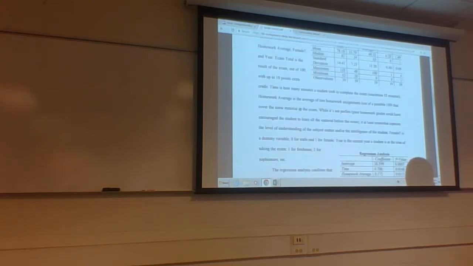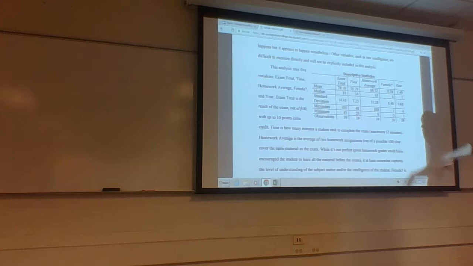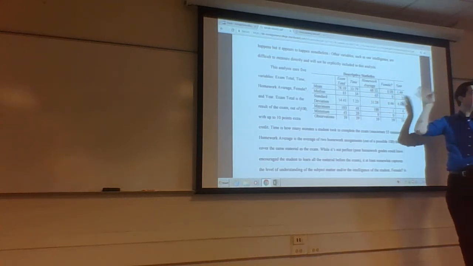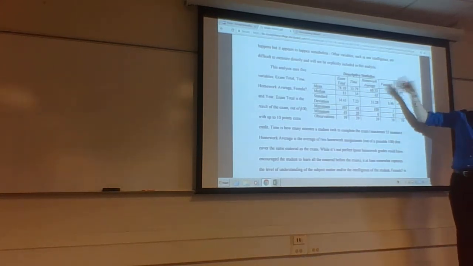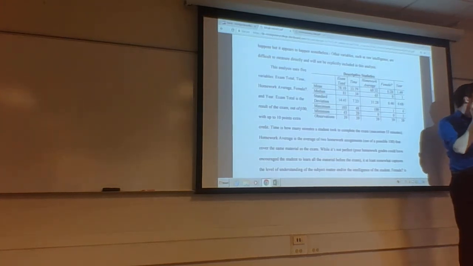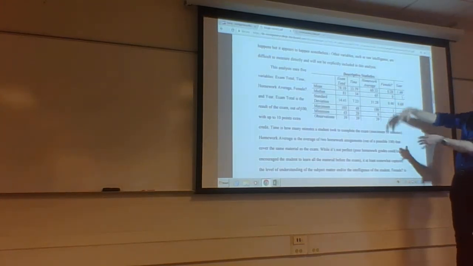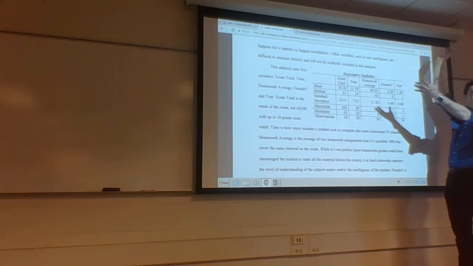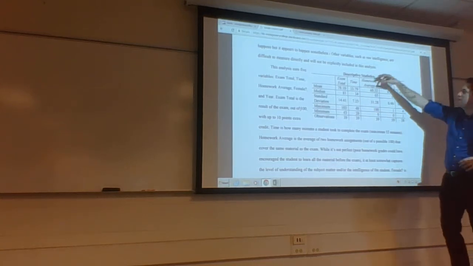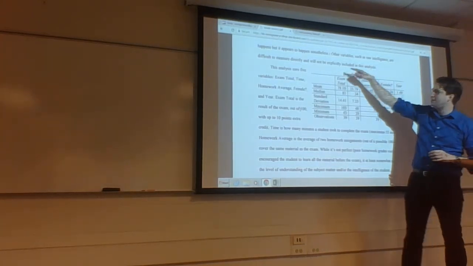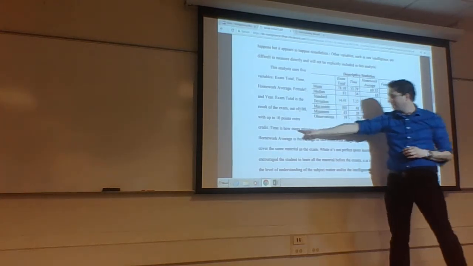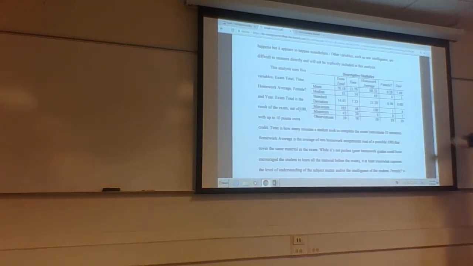Then I tell you what all this stuff is. I give you the details. I often tell you, in your tables, to keep descriptions short because you have very limited space. If you make a very long description for a variable, that's going to make this table huge, and it can always be small. And then I can tell you what time is right here. Time is how many minutes a student takes to complete the exam after 55 minutes.